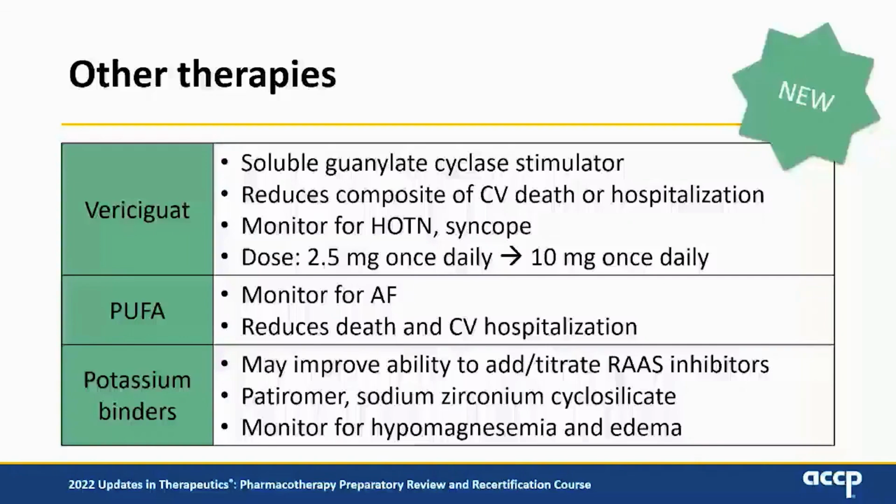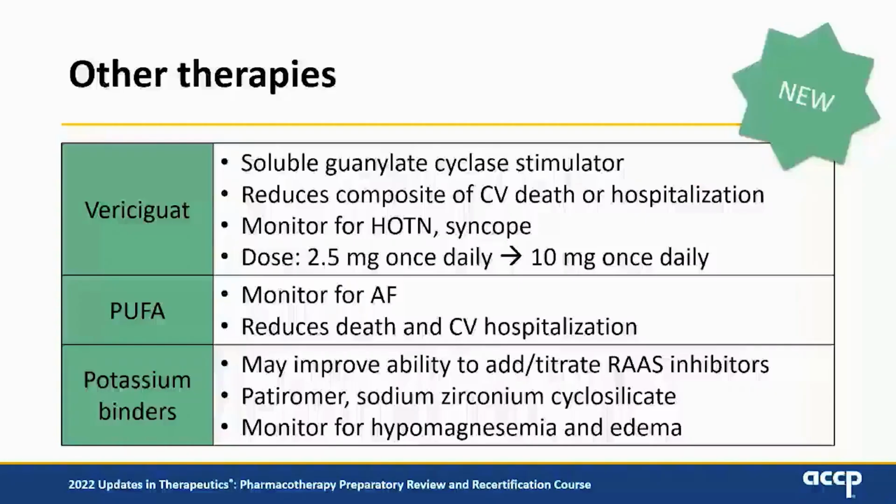It was shown in the VICTORIA trial to reduce the composite of cardiovascular death or hospitalization when used as add-on therapy to our GDMT. It does have a target dose of 10 milligrams once daily. We'll try to titrate up to that by starting at 2.5 milligrams. And the main things to watch out for here are the potential for hypotension as well as syncope.